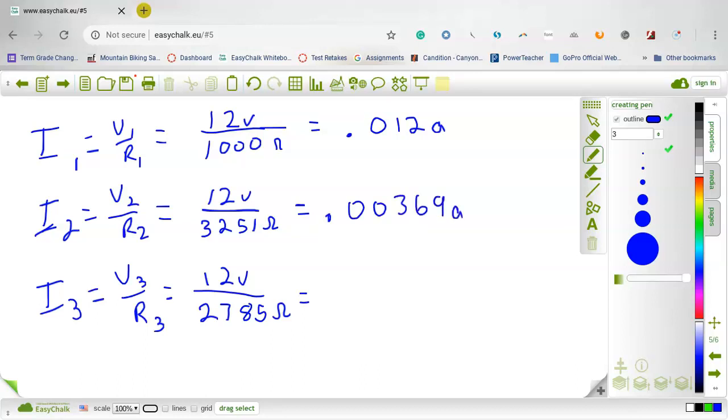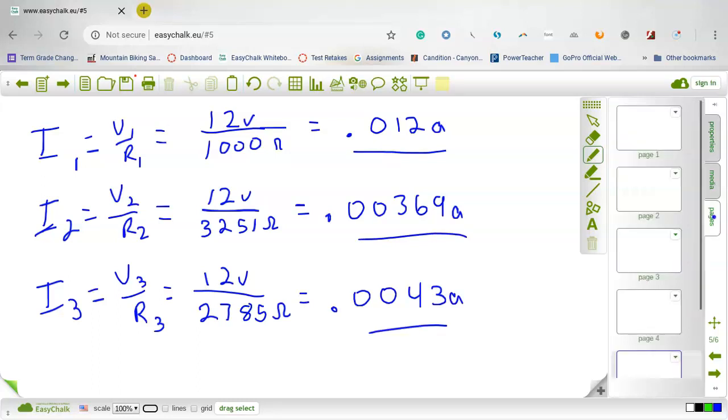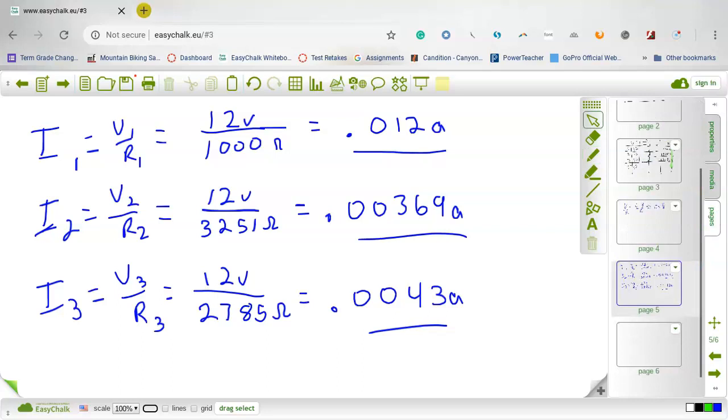0.00369 amps. And then 12 divided by 2,785 is 0.0043 amps. So these should be our answers, right? That's what we had marked on our VIR square. So let's go back to our VIR square.